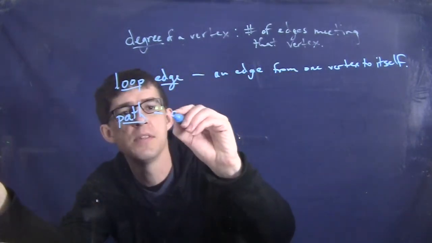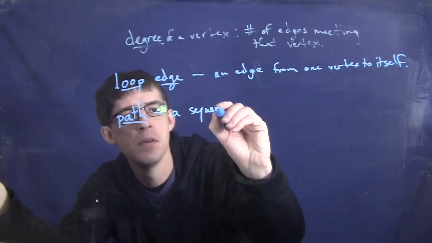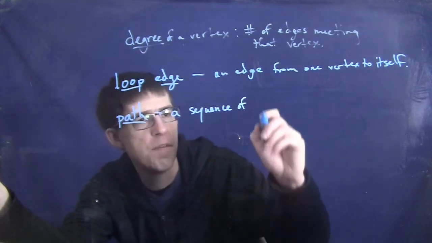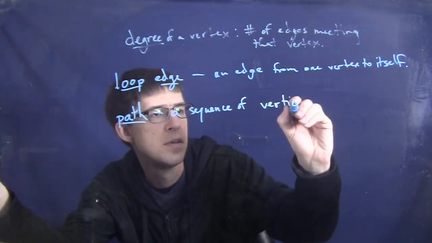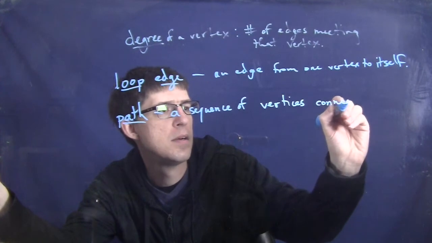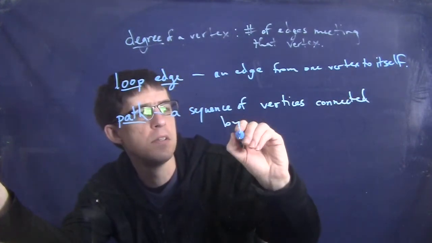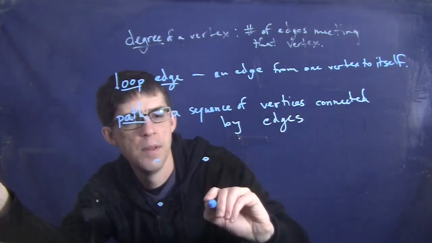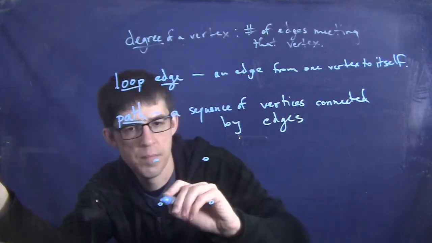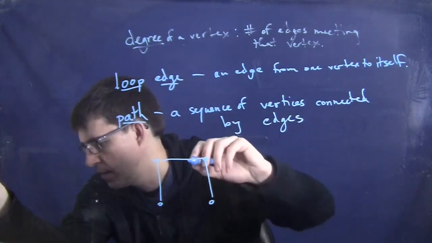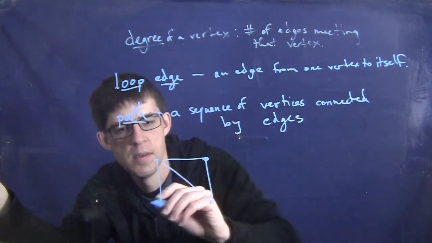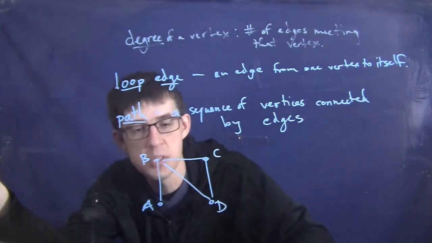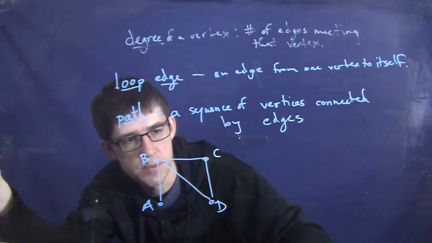So a path is a sequence of vertices connected by edges. So what I mean by that is, for example, if I have a graph like this, and maybe it has edges like this. How about this is, I'm going to say A, B, C, D, just to give the vertices names. Sometimes when you describe these things, you want to have names for the vertices.